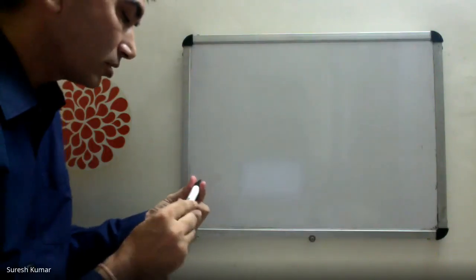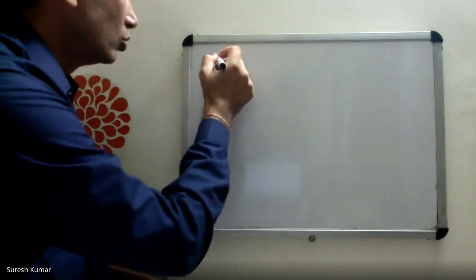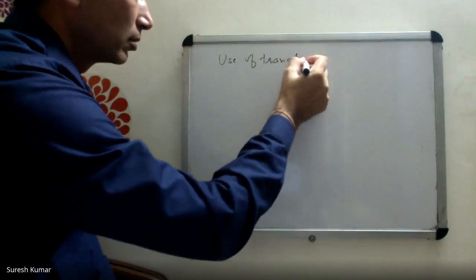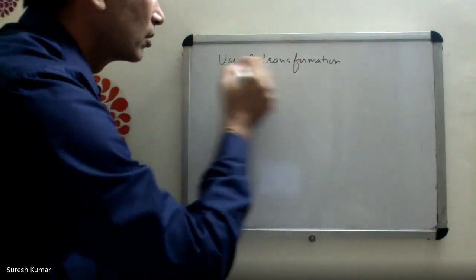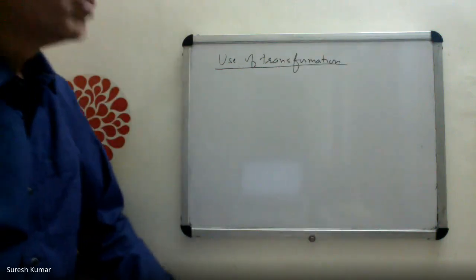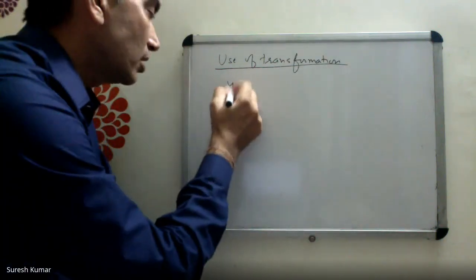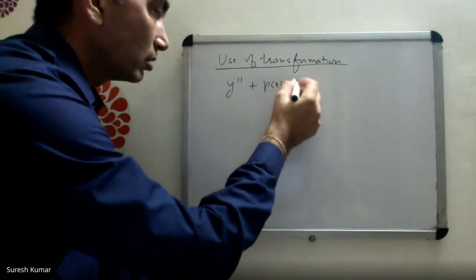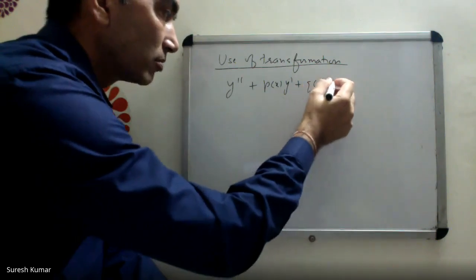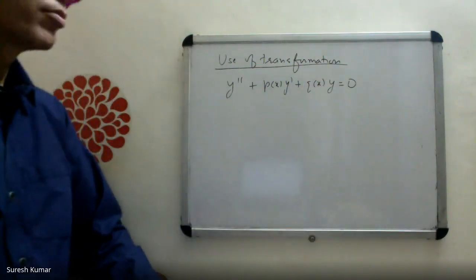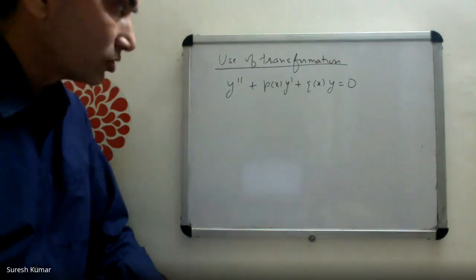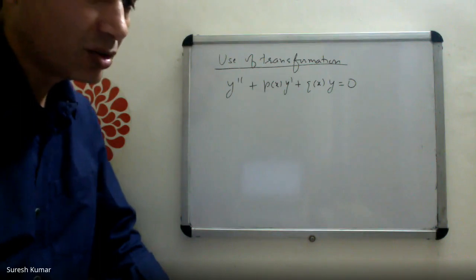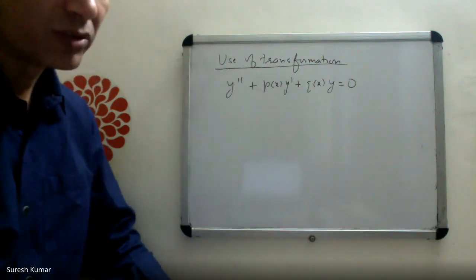Now, next thing is use of transformation. It means a second order homogeneous differential equation is given, but this time you have variable coefficients. Using a transformation, can we convert it to a second order homogeneous differential equation with constant coefficients?